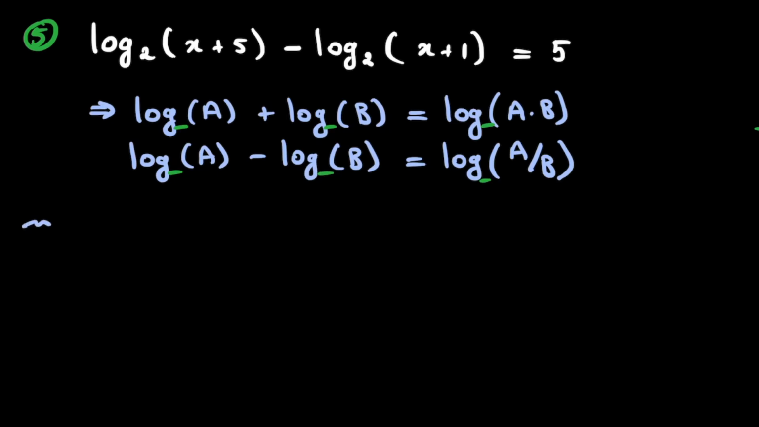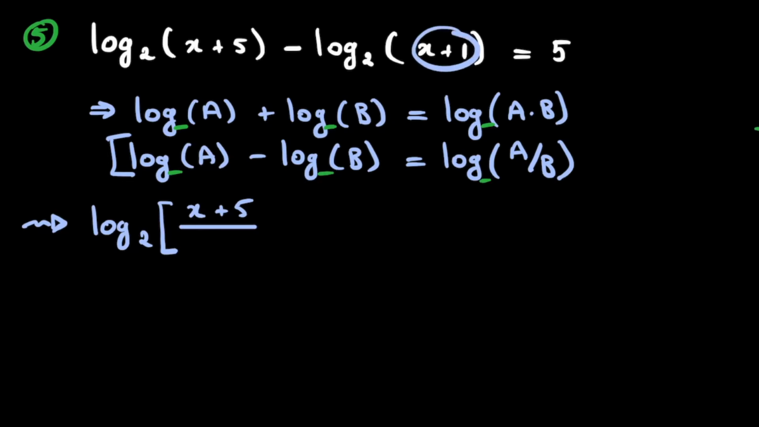Now we see that we can use this property in this exercise right here, because we have the logarithm with a base of 2 minus another logarithm with the same base of 2. So we can use this property right here, simply the subtraction of two logarithms. So we get the logarithm of base 2 of the following. We have the first logarithm, so x plus 5, and we divide it by the second number, which in this case is x plus 1. And on the right hand side, we simply leave our number 5.